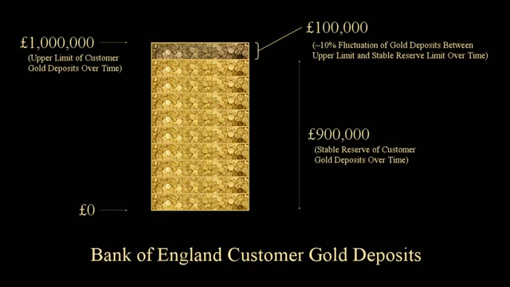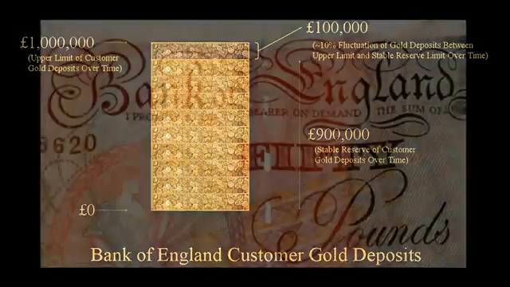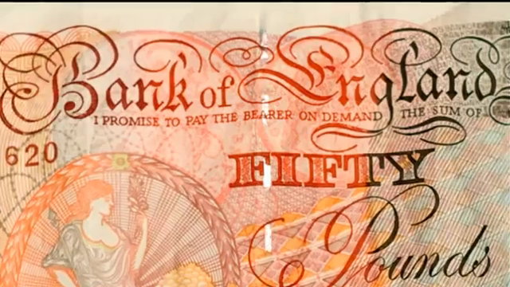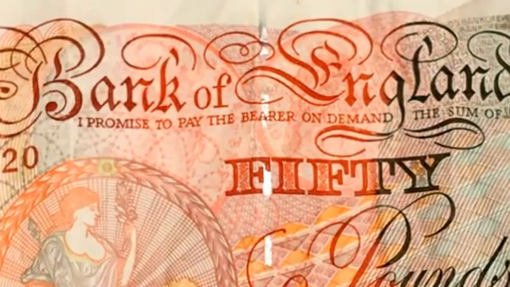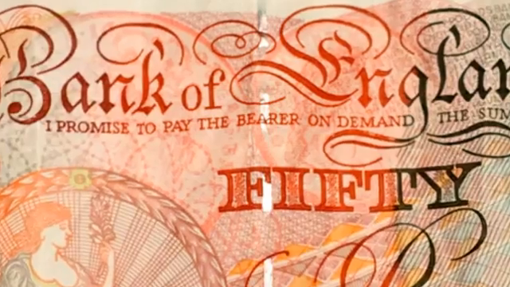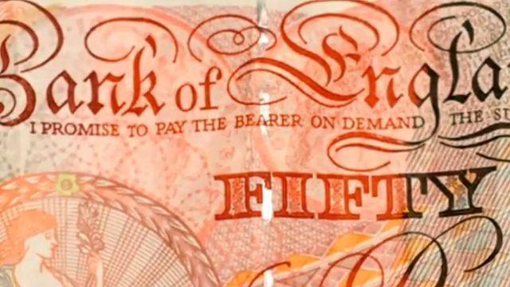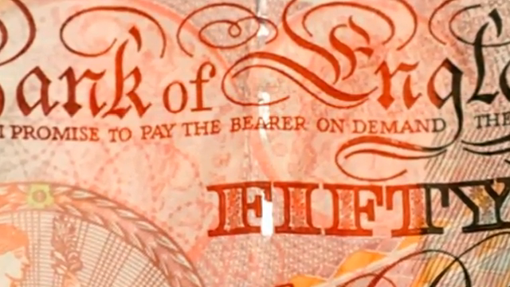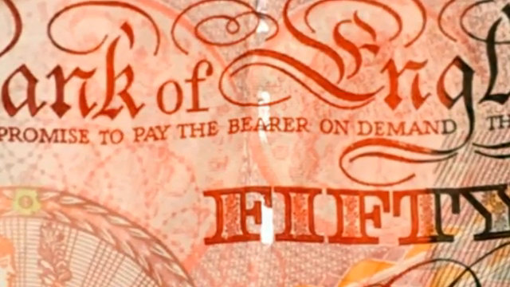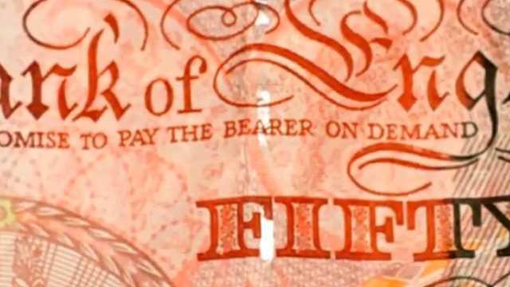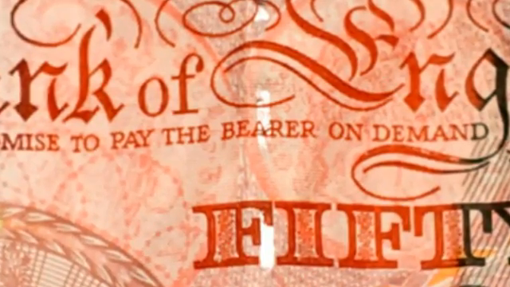And the reason for this? Sir John's receipts as printed, which constitutes the money, simply state, "I promise to pay the bearer on demand the sum of," and the bearer could be anybody who presents the notes to the Bank of England for redemption. It does not need to be the original person that was given the money when they deposited their gold or silver with the bank.